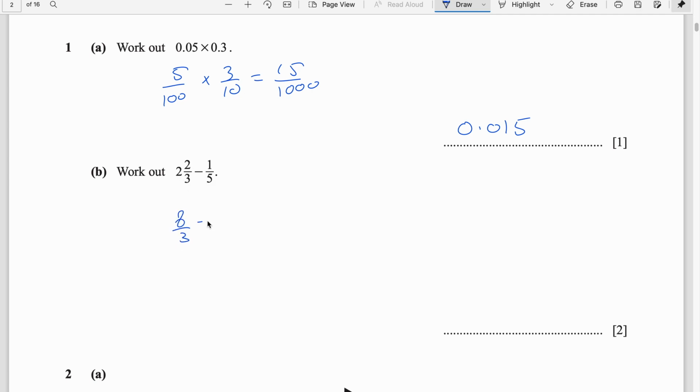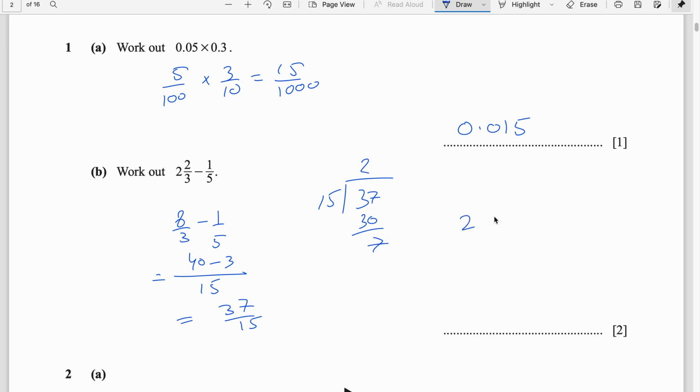Work out this. 3 2 times is 6 plus 2, 8 by 3 minus 1 by 5. Take the LCM. LCM of 5 and 3 is 15. 5 8 times is 40. 3 1 times is 3. So 37 by 15. So either you answer it in this way or you change it into a mixed number. So that is 2 whole 7 by 15.